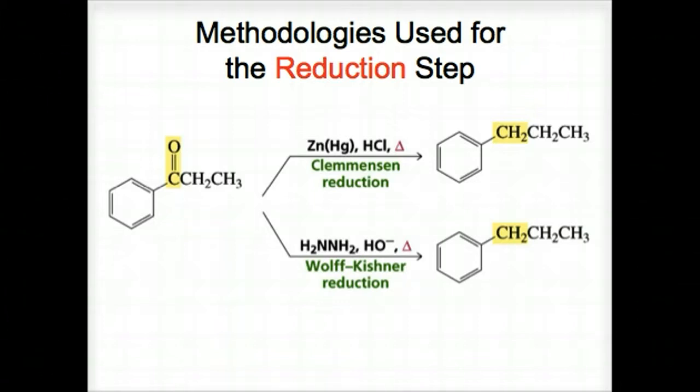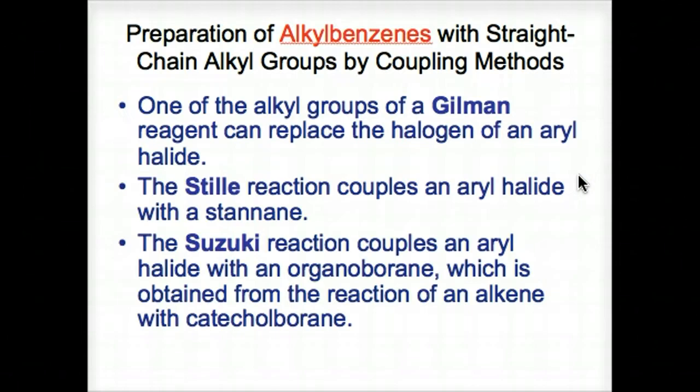we just saw previously. These are two examples of more general methods available to reduce a ketone carbonyl group to a methylene group. The Clemmensen reduction uses an acidic solution of zinc dissolved in mercury as the reducing agent, and the Wolff-Kishner reduction uses hydrazine under basic conditions. So we're going to reduce this carbonyl group to a methylene group, as you can see highlighted in yellow. So let's go to the next slide.